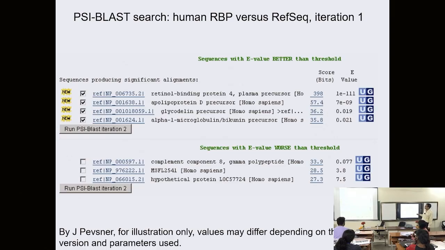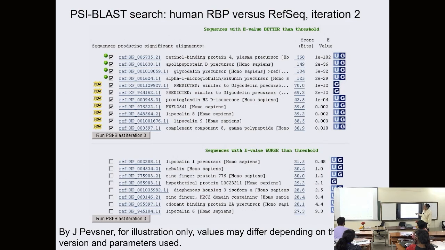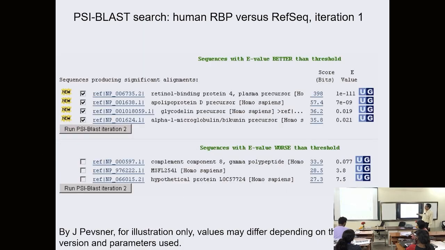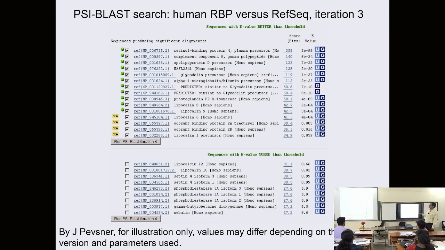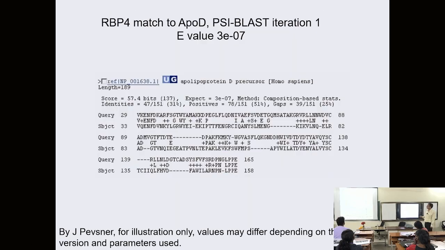In the second iteration, the E value improved from 0.07 to 0.01. So it got included, since it is a sequence with E value better than the threshold. The threshold, I think, is 0.05. So it got included. Okay. Next, iteration 3. You can see now the E value for complement component 8 gamma is 10 power minus 34. Improved quite dramatically. So it seems like this is a powerful model for identifying distant homologs.